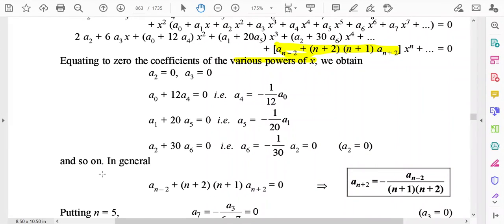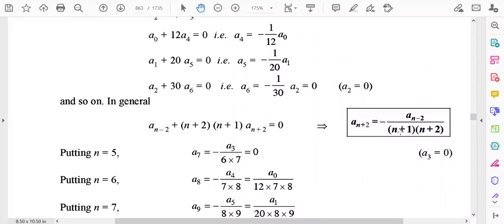In general, what we have to show is that the coefficient for the nth term is equal to 0. So when you make it 0, you will obtain a generalized expression. The generalized expression is a n plus 2 is equal to minus of a n minus 2 divided by n plus 1 into n plus 2. Now from the structure of this expression, you can start calculating the coefficients starting from a4.